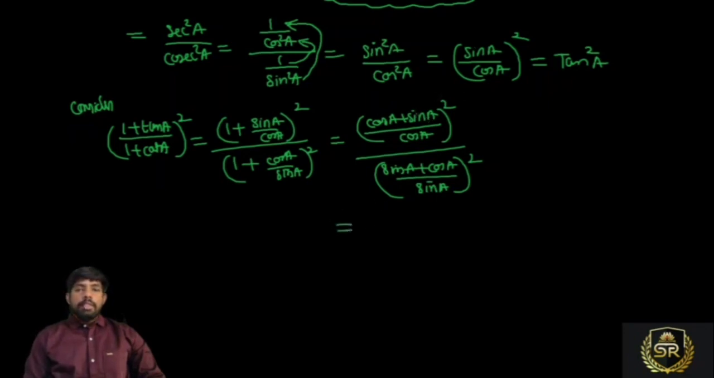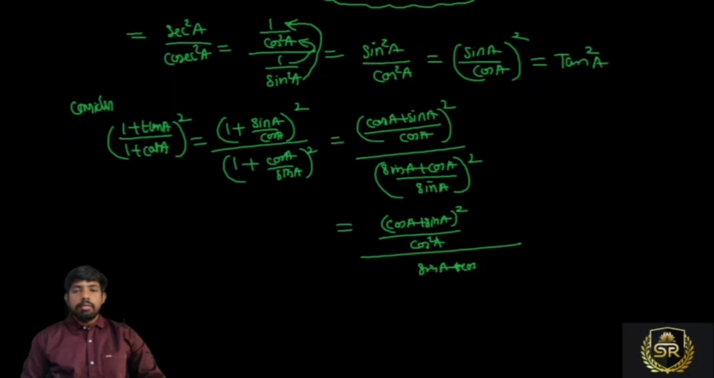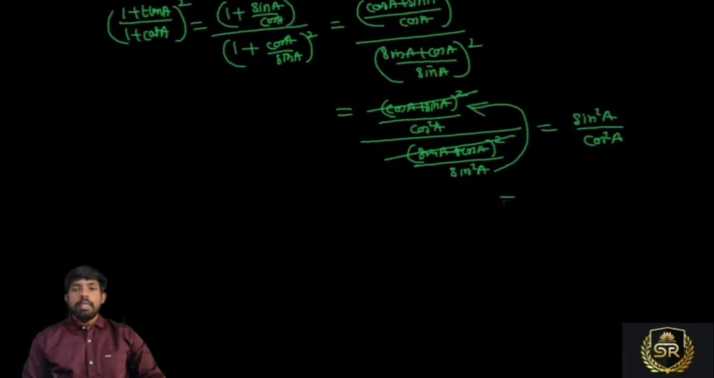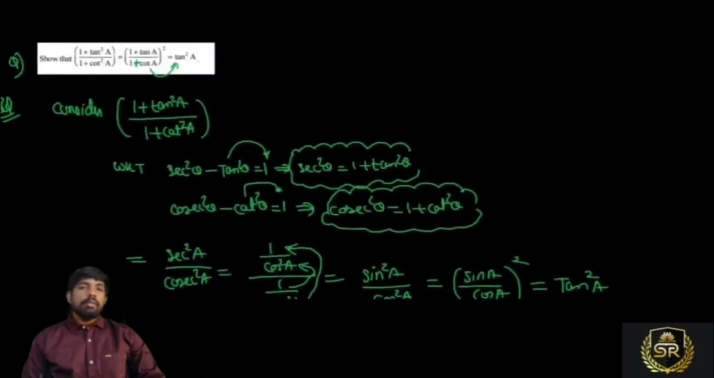So here if I separate individually, applying cos a plus sin a whole square by cos square a, divided by sin a plus cos a whole square by sin square a. So these two get cancelled, and from here this moves to the numerator. So sin square a by cos square a. Therefore sin square by cos square is tan square a. Therefore tan square a we can write here.